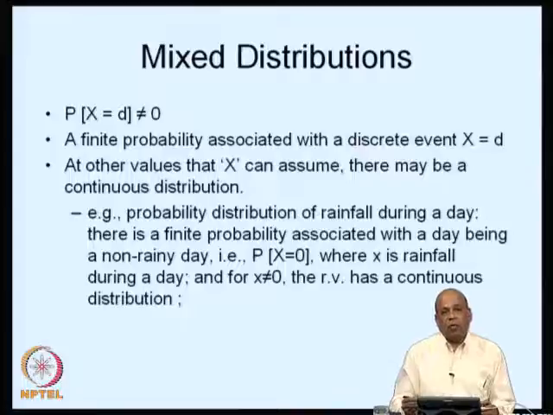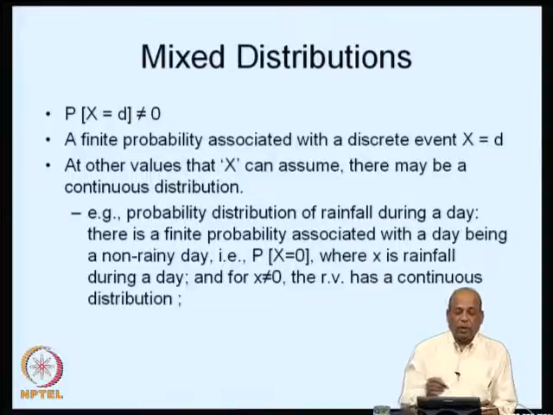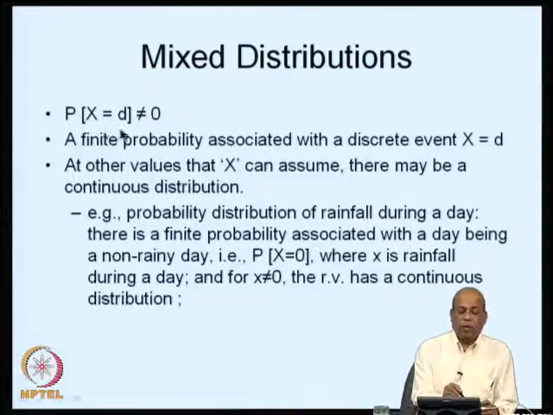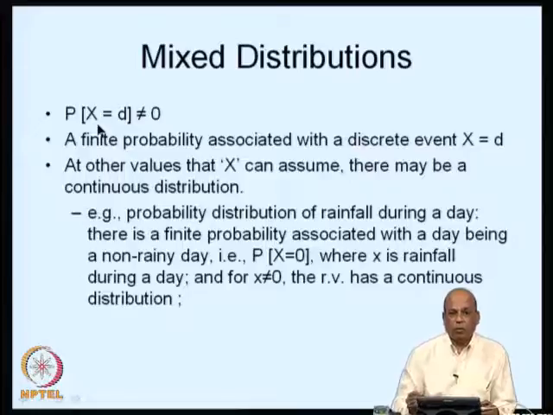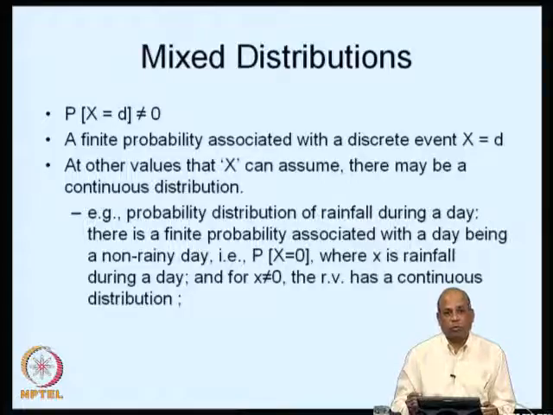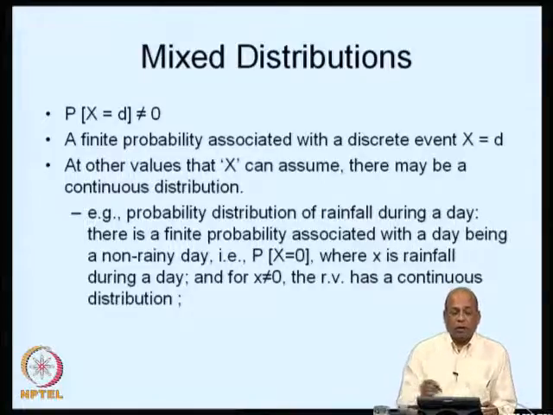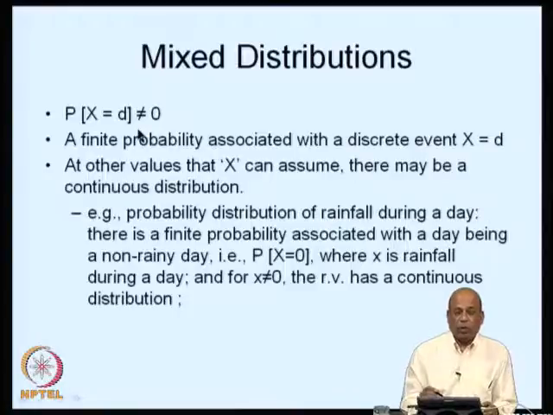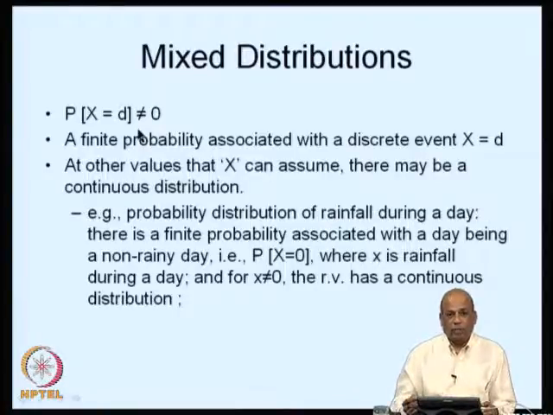Then we also have mixed distributions where we may have some finite probability associated with a specific value. Let us say x is equal to d, probability of x is equal to d is not 0. There is a finite probability associated with this. Then at other values other than x equal to d, we may have continuous distributions.